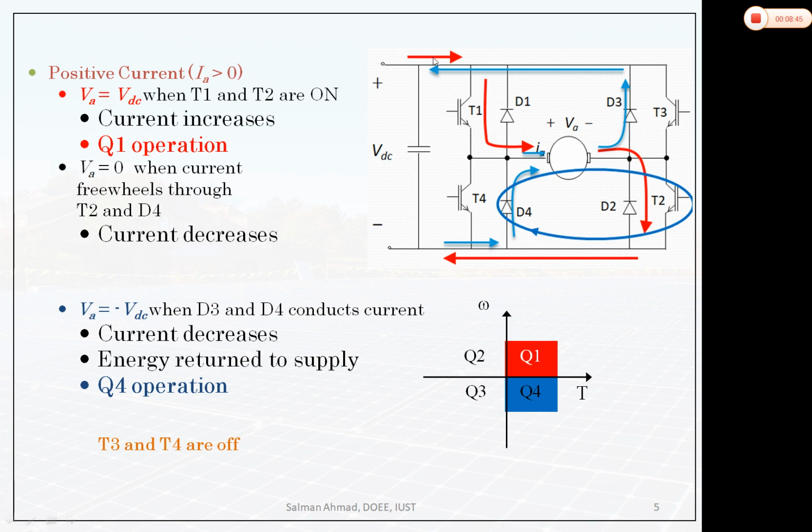We are taking positive armature current, so torque is positive. So the drive will work in Q1 or Q4 mode. Here T3 and T4 are turned on because these are complementary switches with the other switch in the same leg.